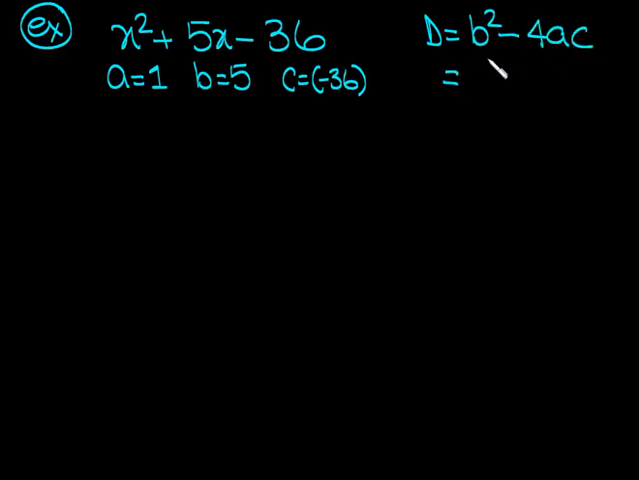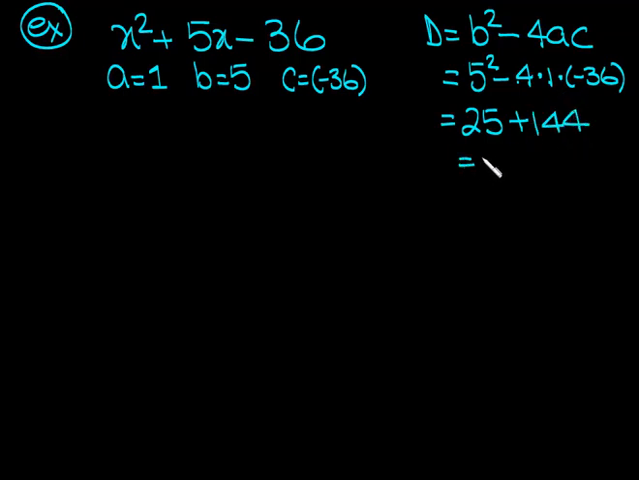b squared minus 4ac. So I get 5 squared minus 4 times 1 times negative 36. Those parentheses come in handy. So you get 25. Negative 4 times 1 is negative 4. Negative 4 times negative 36 is a positive number. 4 times 36 is 120 plus 24 is 144, which gives you 169, which is 13 squared. So it's a perfect square. So it can be factored.